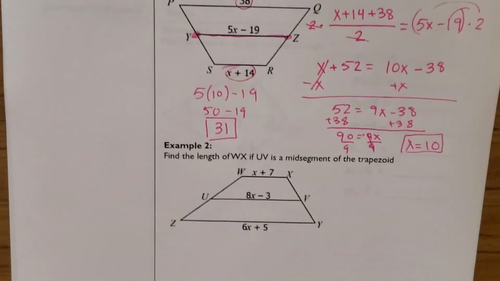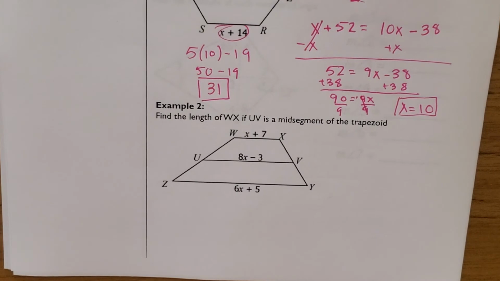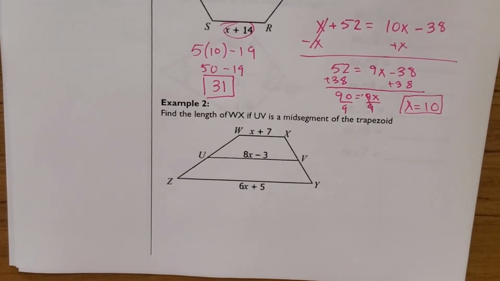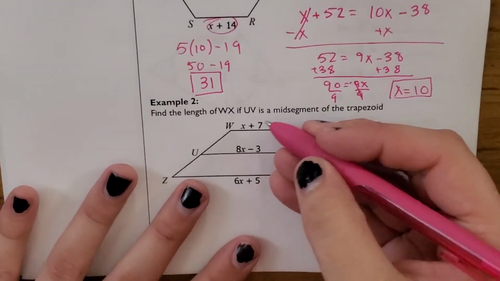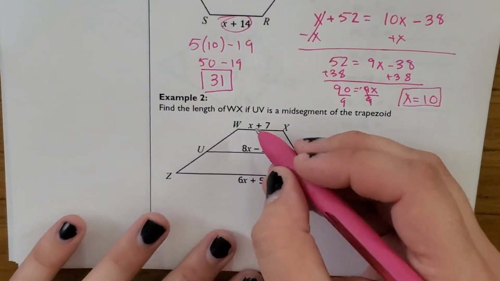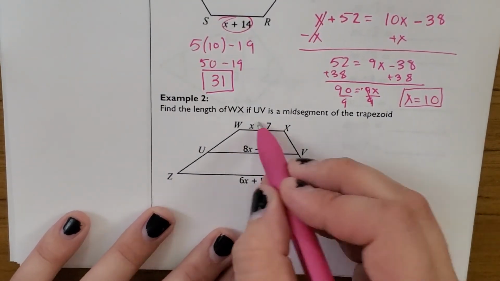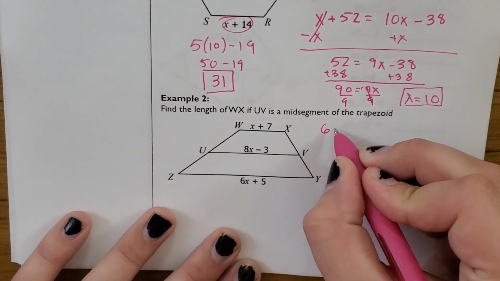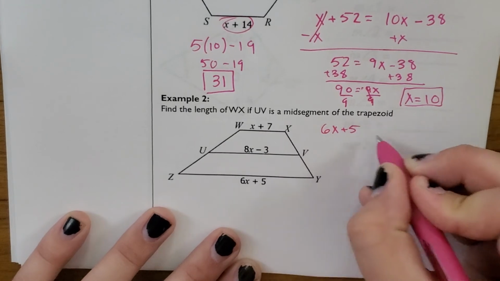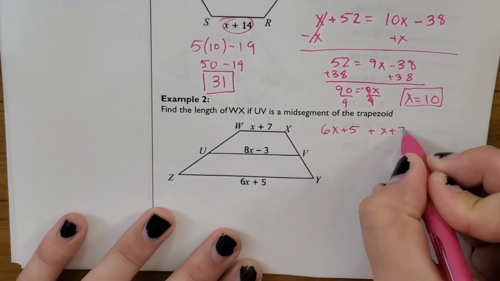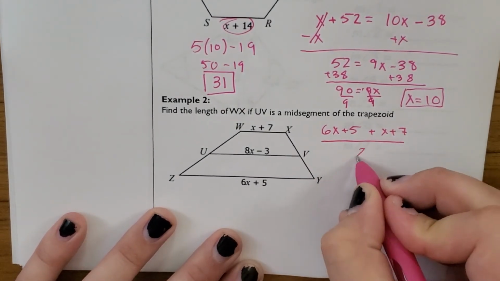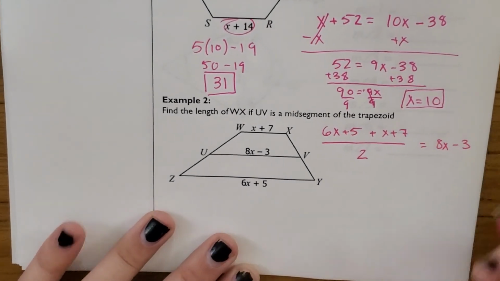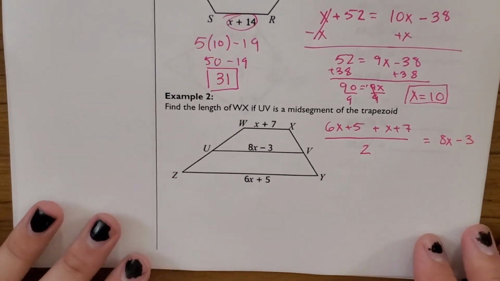And in our last example on this page, find the length of WX if UV is a mid-segment of the trapezoid. Again, we're going to add together the two base lengths that we know, x plus 7 and 6x plus 5. I did it backwards: 6x plus 5 plus x plus 7. And again, we divide those by 2 and set it equal to the length of the mid-segment, which is 8x minus 3.